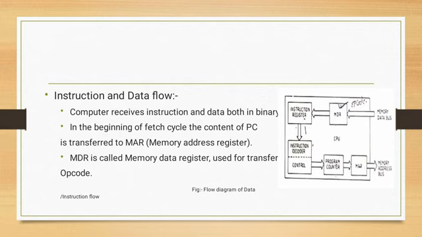Then the content of the program counter is incremented, and after that it will be transferred to the MAR, which is called the memory address register, and finally it will be placed onto the memory address bus. So this is the entire flow diagram for instruction and data flow in the Intel 8085 microprocessor.